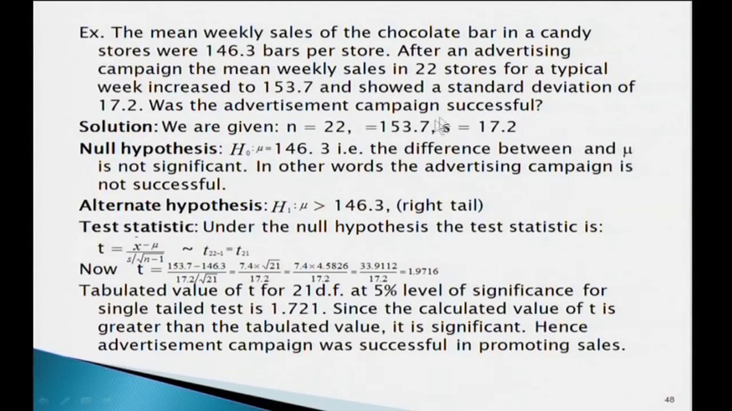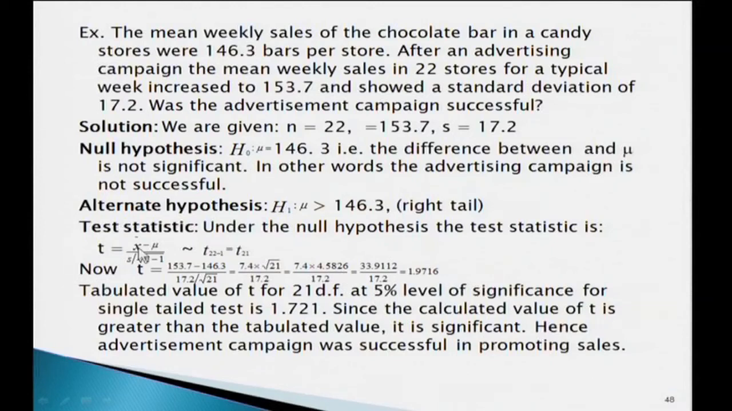So, again was the advertisement campaign successful? My recommendation is that you simultaneously pick a copy and pen and try it yourself, right. H naught: mu is equal to 146.3, that is the difference between mu and the sample mean is not significant. H1: mu has increased, is now more than 146.3. So, again his requirement is whether the advertisement is successful. So, it is effective, successful, it is one tail test, right tail test, and alpha you will take 5% since it is not given.